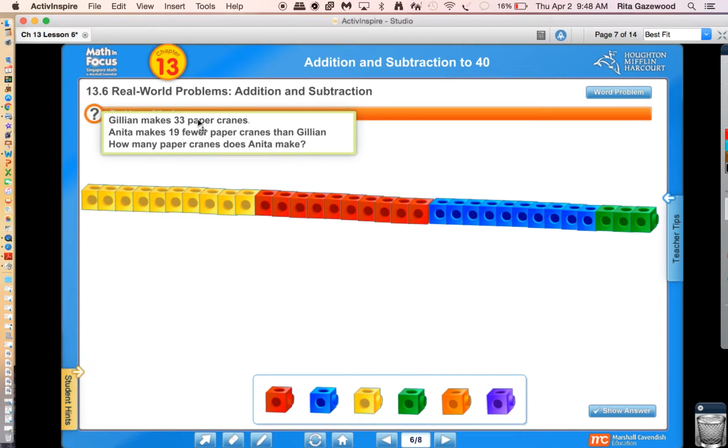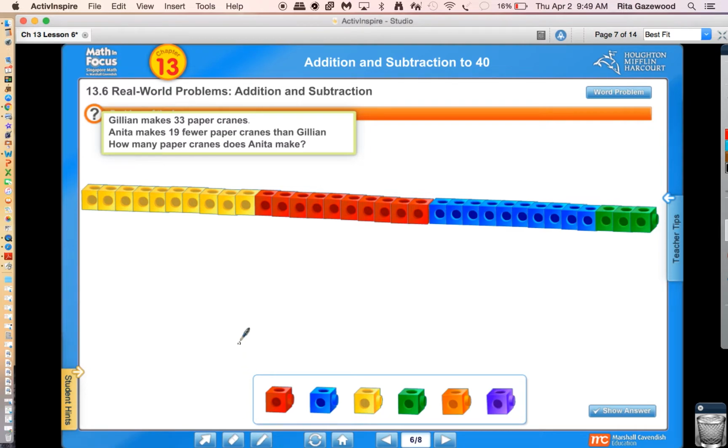Jillian makes 33 paper cranes. Anita makes 19 fewer paper cranes than Jillian. How many paper cranes does Anita make? Jillian makes 33 paper cranes. Anita makes 19 fewer or less paper cranes than Jillian. How many paper cranes does Anita make?